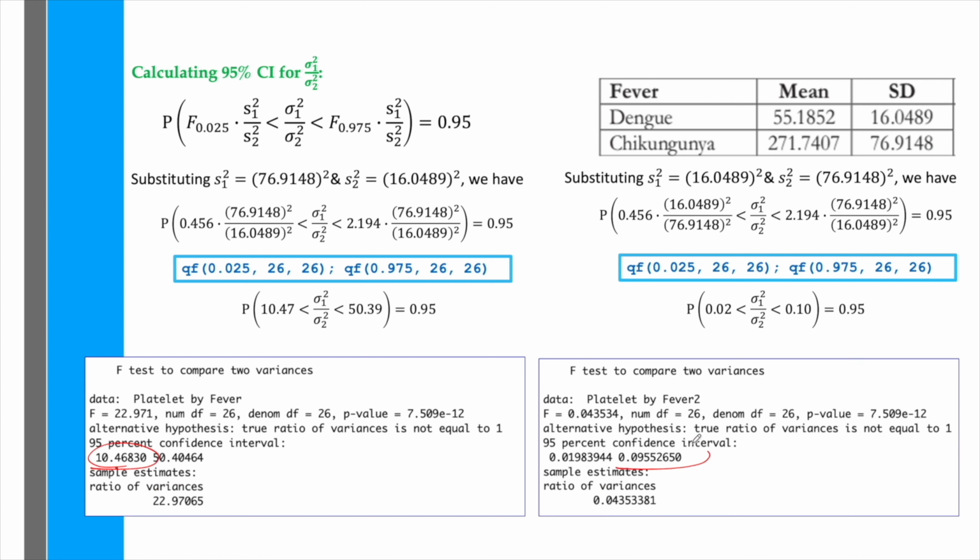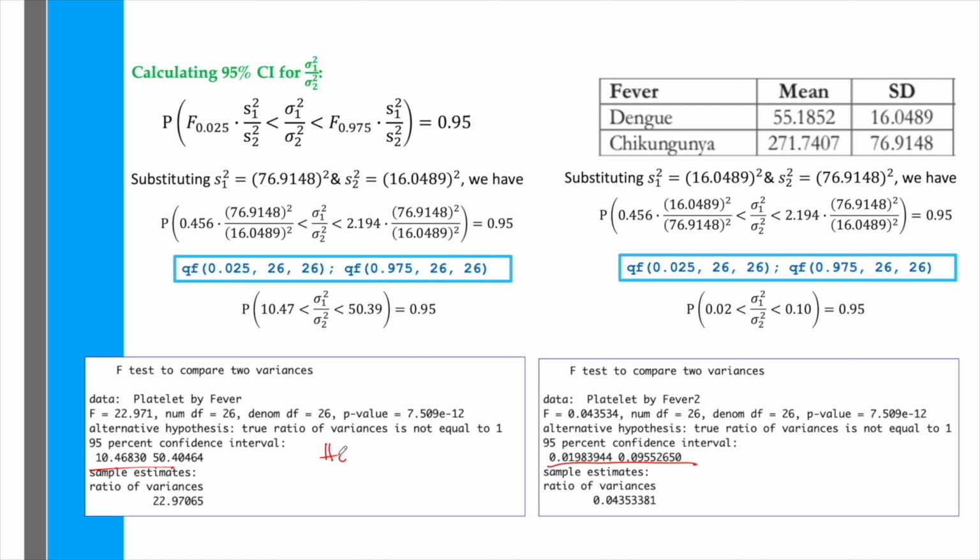10.47 is the reciprocal of 0.0955. And 50.40 is the reciprocal of 0.0198. So no matter how you compute the 95% confidence interval, either this is group 1 or this is group 2, or the other way around, you'll have a 95% confidence interval which does not include 1.0.